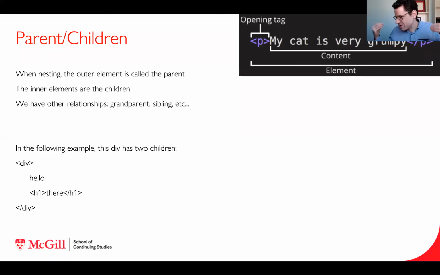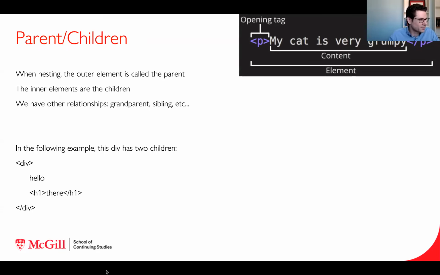Okay, so there's something very important to remember, or to know: how do you talk about these things? How do you reason about these things? How do you communicate your ideas or your problems with other developers? We have a language for talking about elements and content and the relationship between them. And we use family relationships.